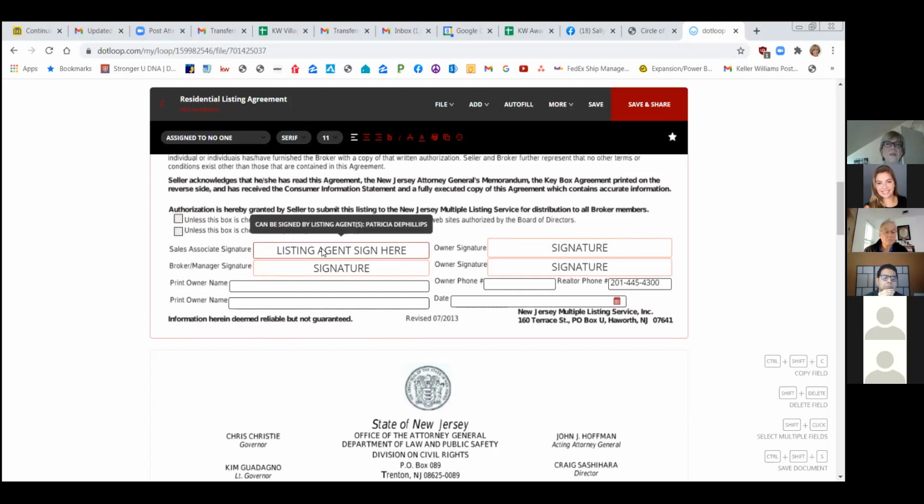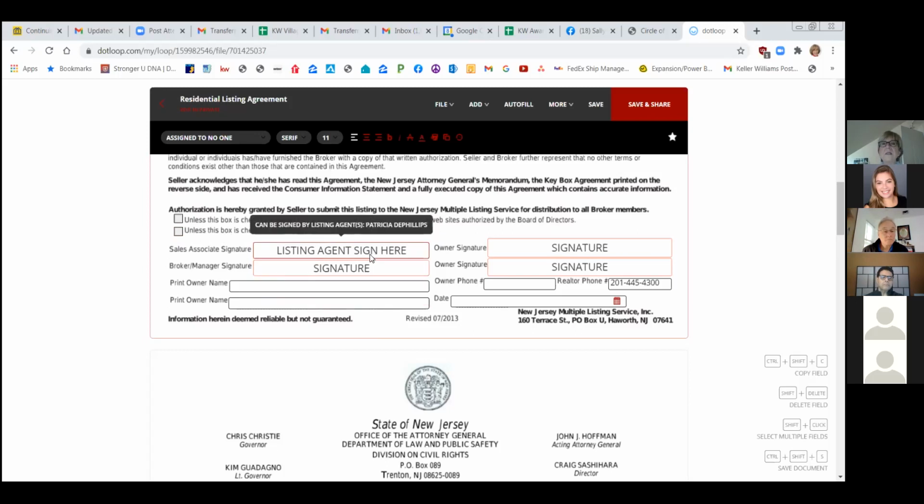And the second box basically says the same thing. Unless this box is checked, the property address will appear on all websites. So if they for some reason don't want their property address to show on a website, they have to check this box. Very few people check either of these boxes.